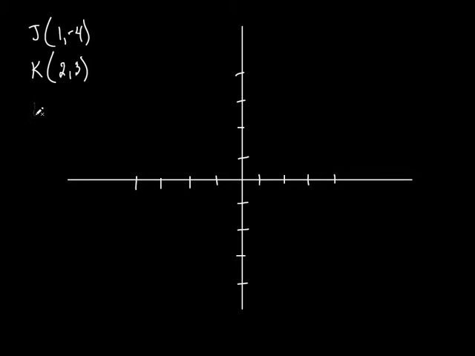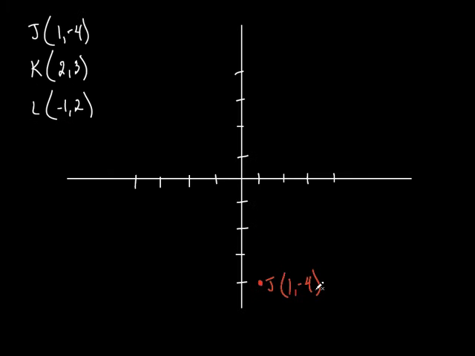And L is -1, 2. Okay, so here we go. Let's label. This is basically the last problem, but 3 times, isn't it? So it's 1, -4. You go to the right 1 and down 4. It'd be right there. Let's label it. So it's J, and we'll even put 1, -4 right here.